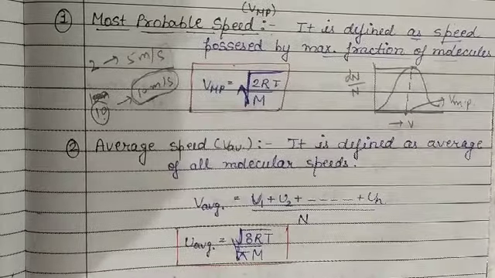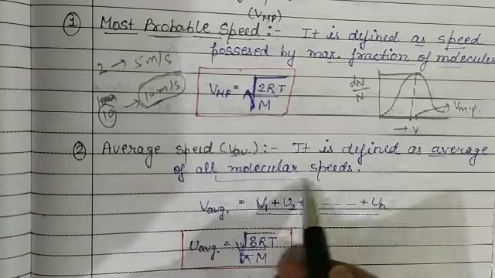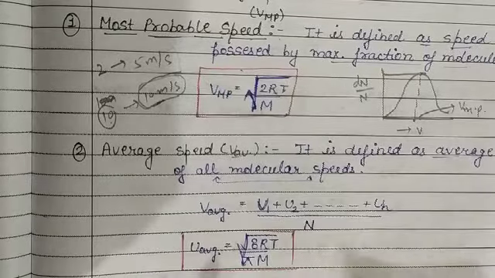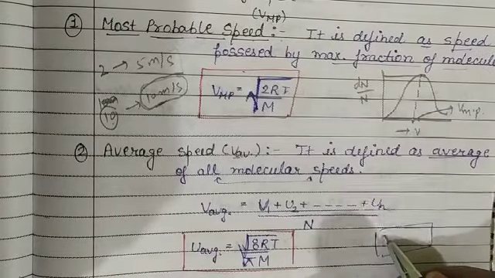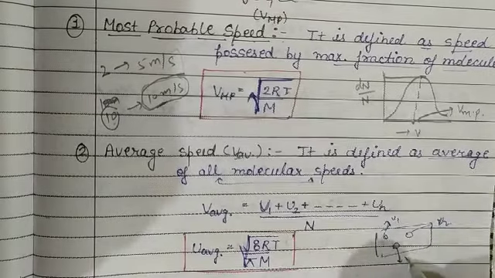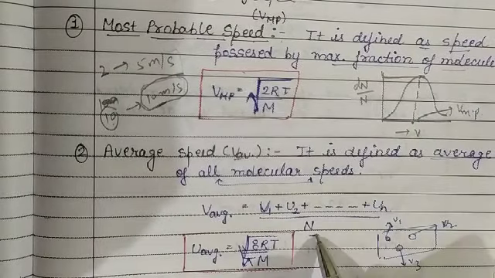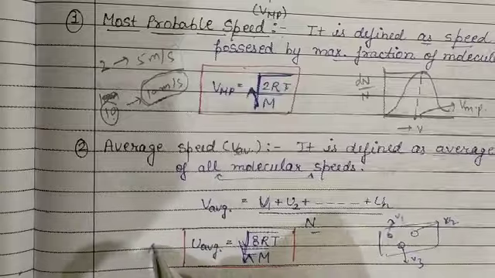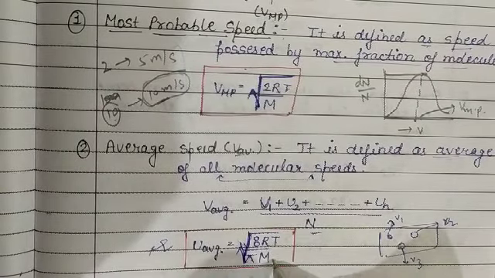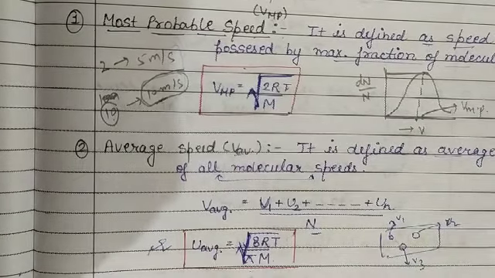What is average speed? Average speed is the average of all molecular speeds. Like in a container, the molecules with speed V1, V2, V3, so V average will be V1 plus V2 plus so on up to Vn, divided by n. And in terms of temperature, average speed is square root of 8 RT by pi M.